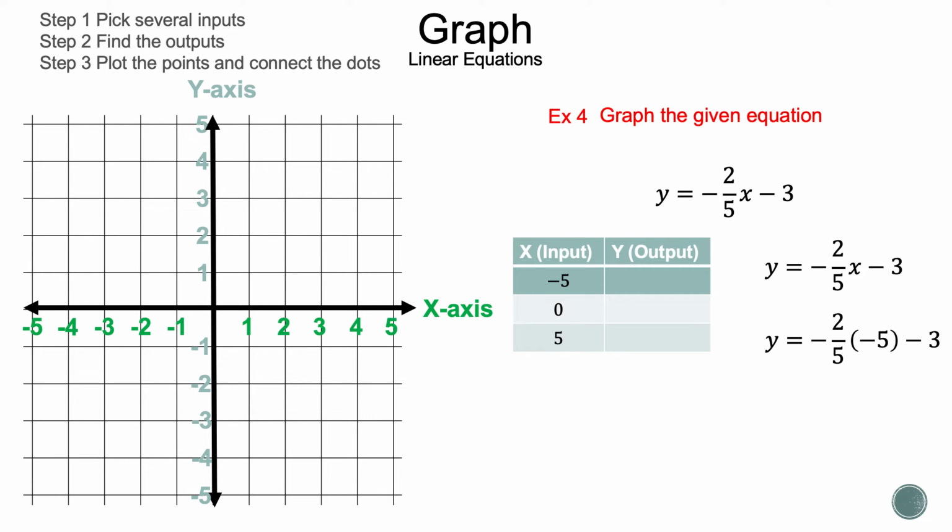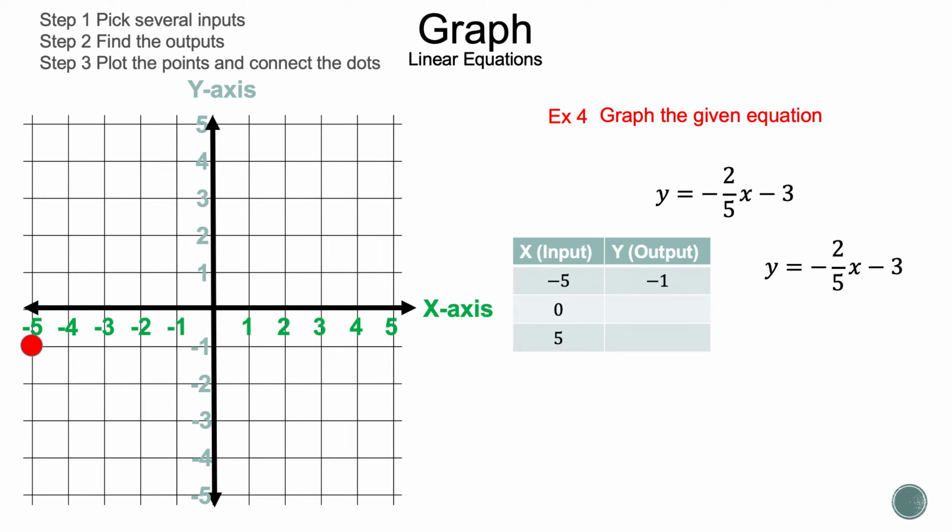So let's go ahead, write down the equation, and substitute the first input, which in this case is -5, and now we have -2/5 times -5 minus 3. -2/5 times -5 is 2, because when you multiply two negative numbers, they become a positive. So now we have 2 minus 3, that is -1. Put that into the table. So now we know our output, or y, and now we have the point -5, -1.